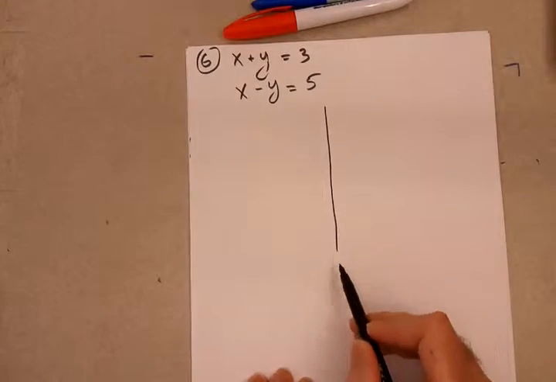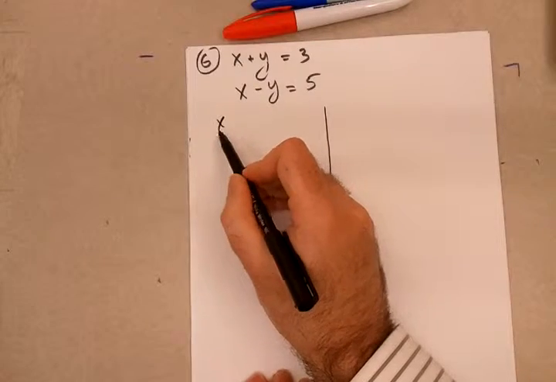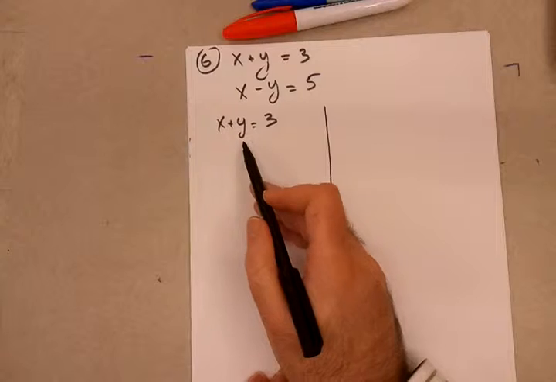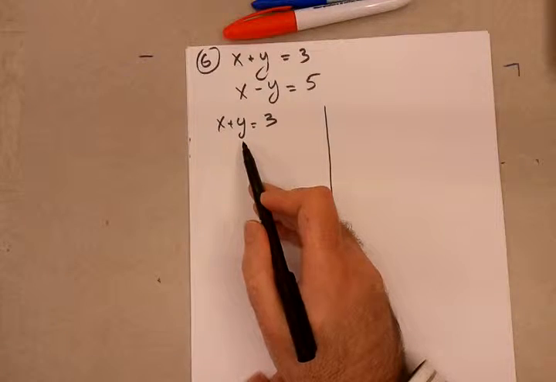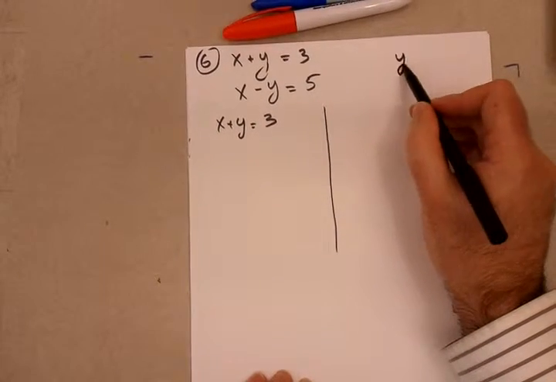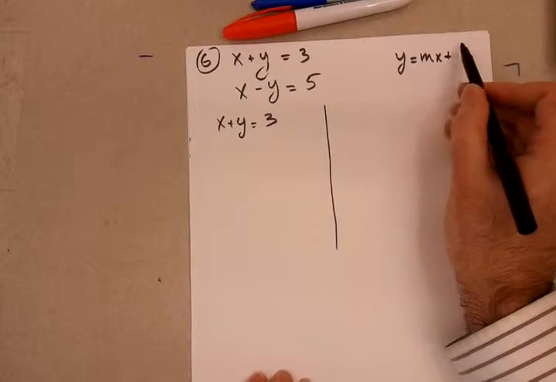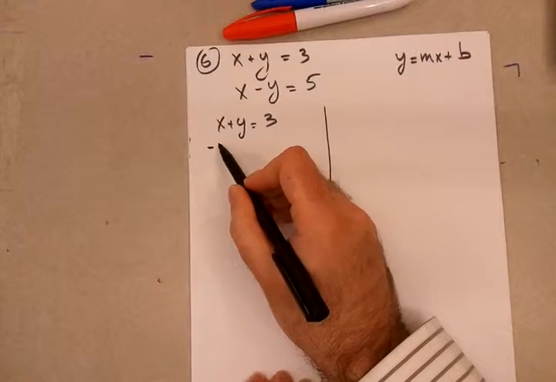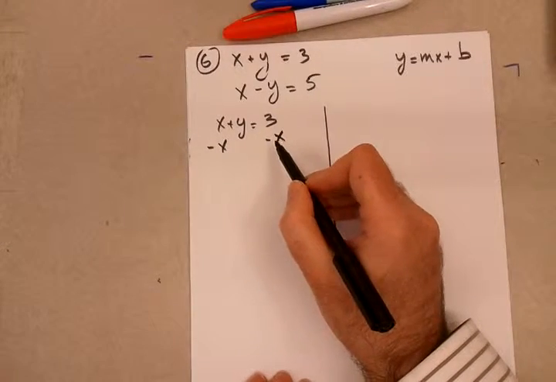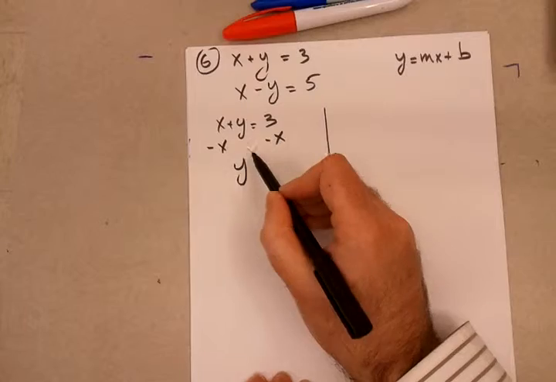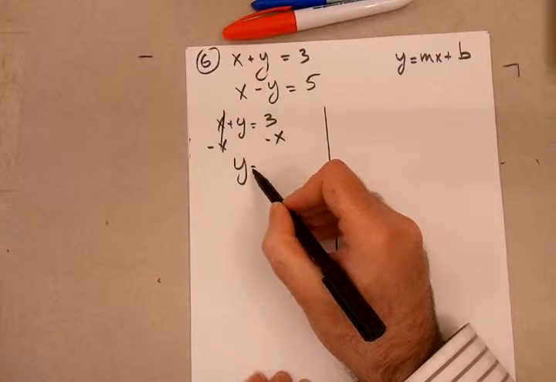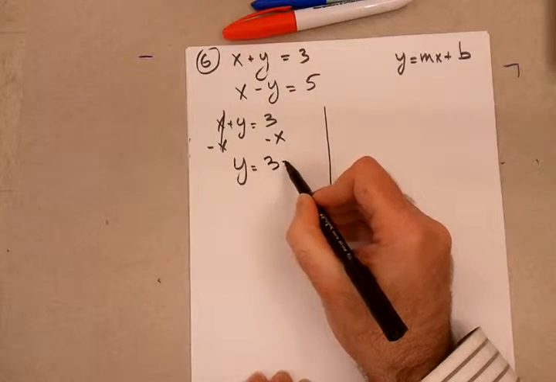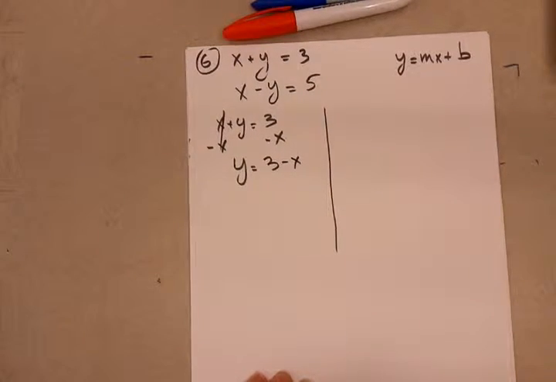So I have two different equations. The first one, x plus y equals 3, and I want to isolate y to put it in slope-intercept form, which, if you remember, looks like this: y equals mx plus b, where m is the slope, b is the y-intercept. So I'm going to subtract x from both sides. That gets me y all by itself, which is the desired result, and 3 minus x on the right side.